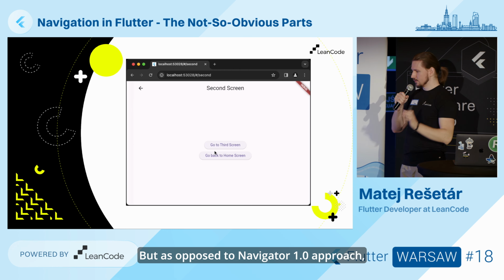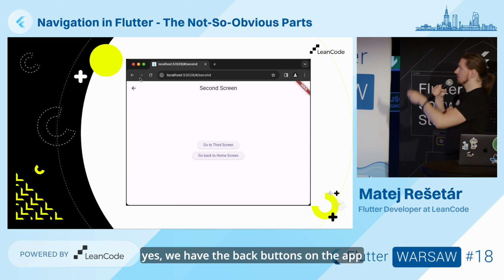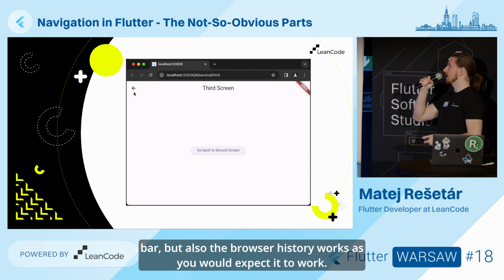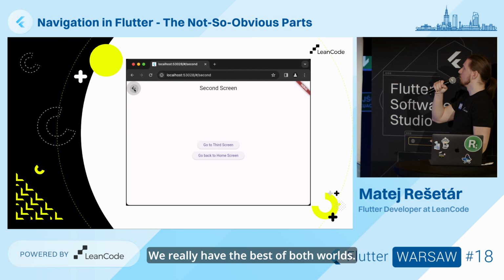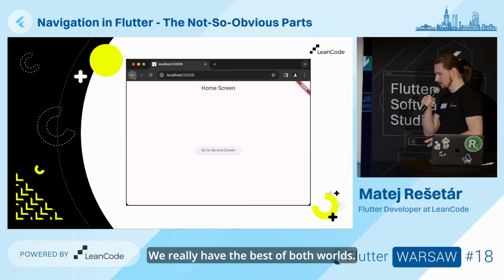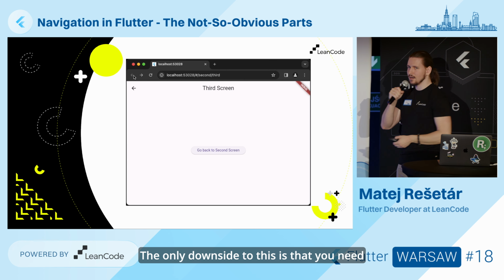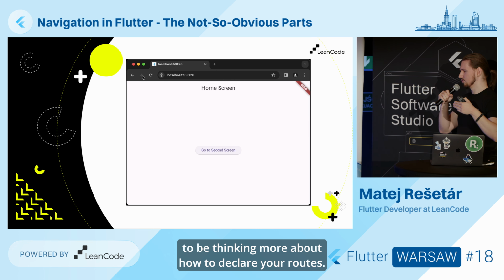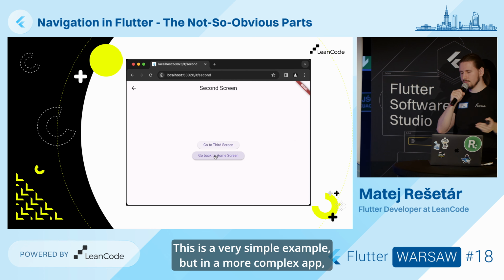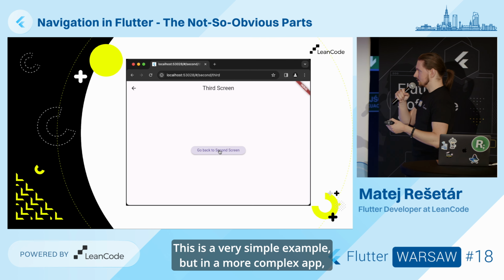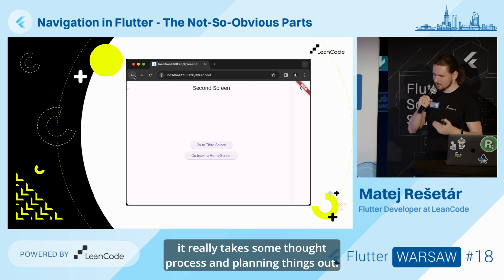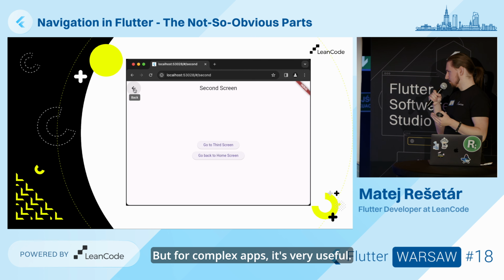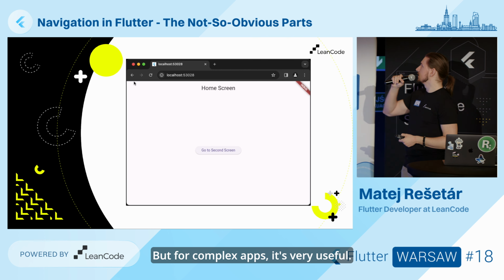But as opposed to the Navigator 1.0 approach, yes, we have the back buttons on the app bar, but also the browser history works as you would expect it to work. So we really have the best of both worlds. And the only downside to this is that you need to be thinking more about how to declare your routes. This is a very simple example, but in a more complex app, it really takes some thought process and planning things out. But for complex apps, it's very useful.